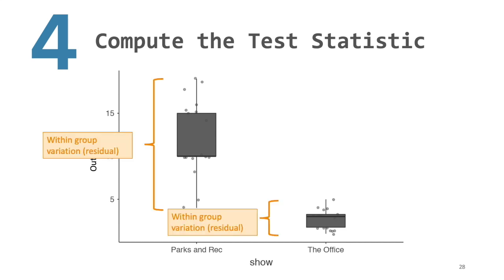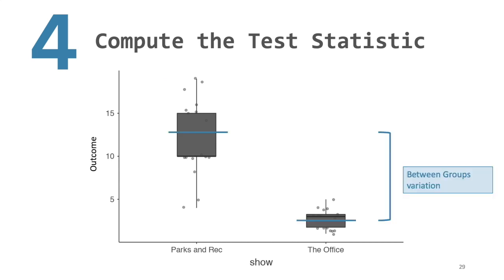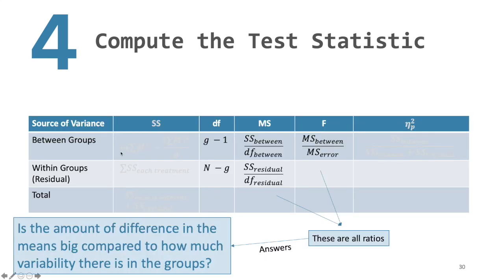Within group variation, all the variation within the group. Between groups variation. That gets translated into what's called the mean squared and then the F statistic. All of these are ratios. So we have the sums of squares between that we got here, and the degrees of freedom between, which we get here, and the sums of squares residual and the degrees of freedom residual. The DF is the numerator here, and the DF is the denominator here. These then feed into the F statistic.